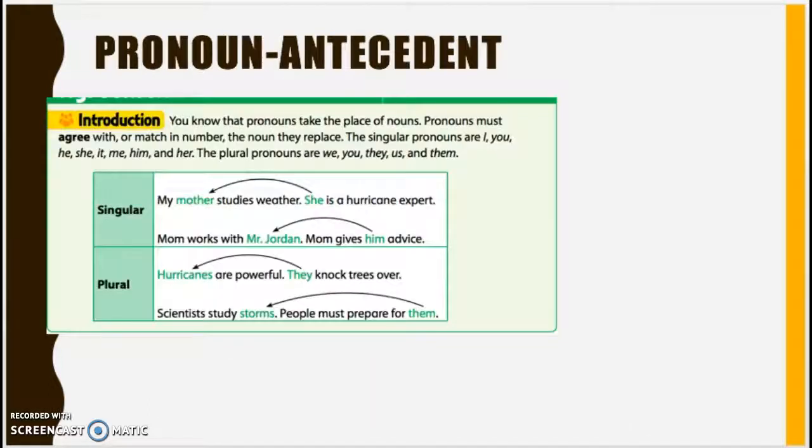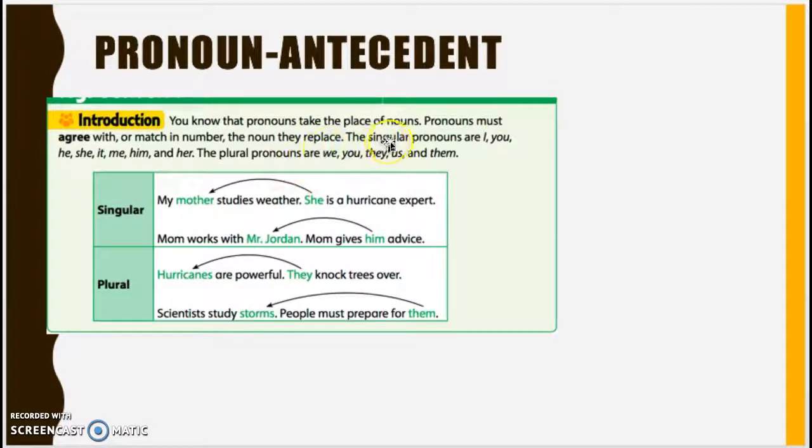All right, so let's go over the pronoun antecedent. Okay? Now, the pronoun antecedent kind of ties in to your subject-verb agreement because you have to look at the subject again, okay? Now, let's review what a pronoun is. A pronoun takes the place of a noun. The pronouns must agree or match the number of the nouns they replace.